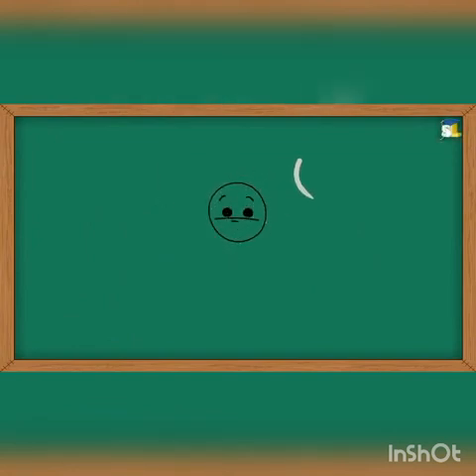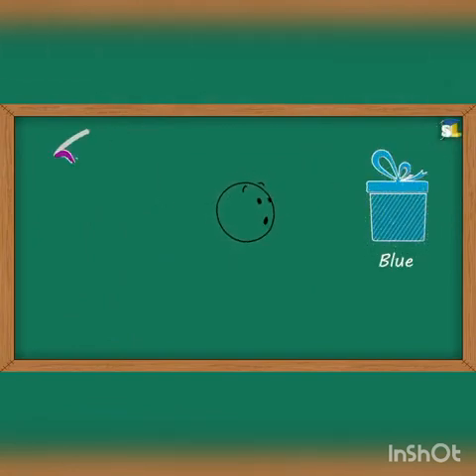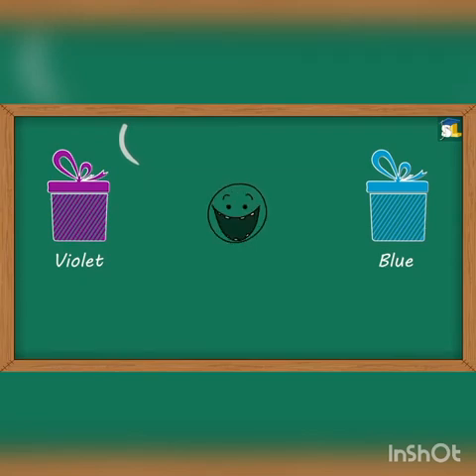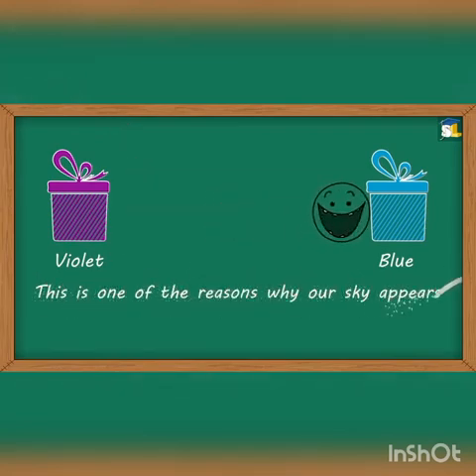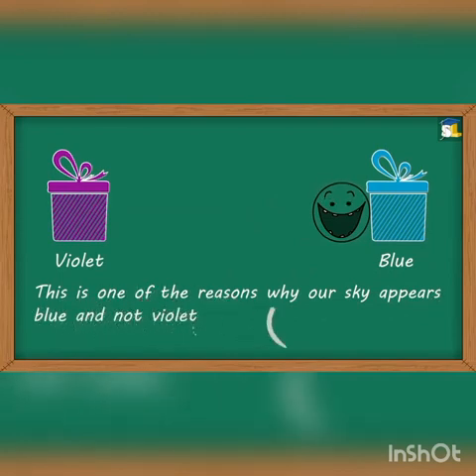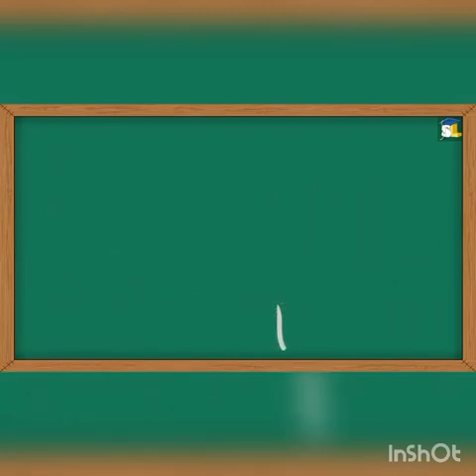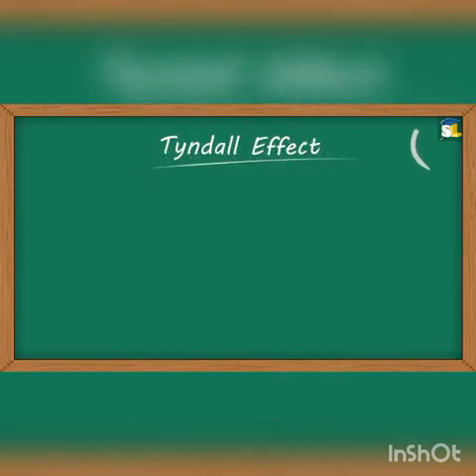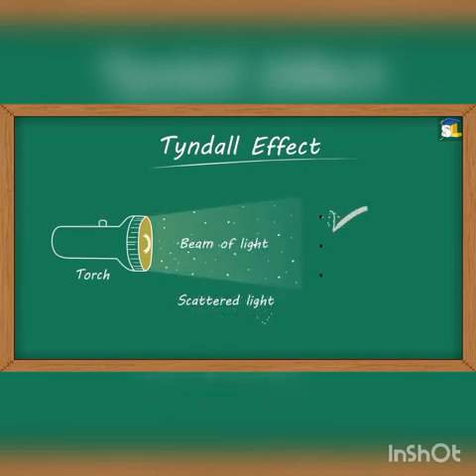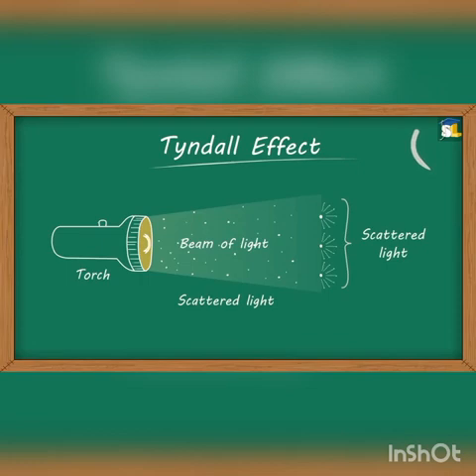Do you think that our eyes have a natural inclination towards blue as compared to violet? Yes, this is one of the reasons why our sky appears blue and not violet. To understand this, first, let us study about Tyndall effect. Tyndall effect is a phenomenon in which a beam of light scatters on striking the particles present in its path. This scattering of light is responsible for the blue color of the sky.